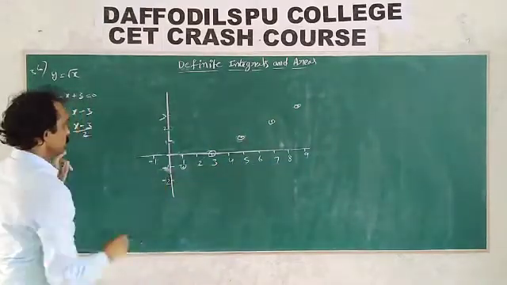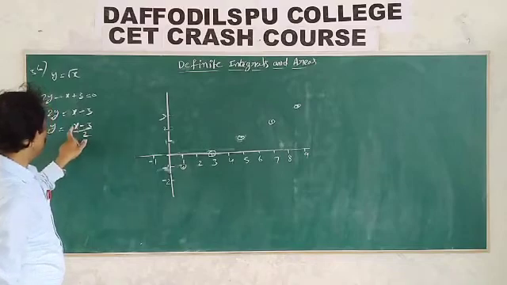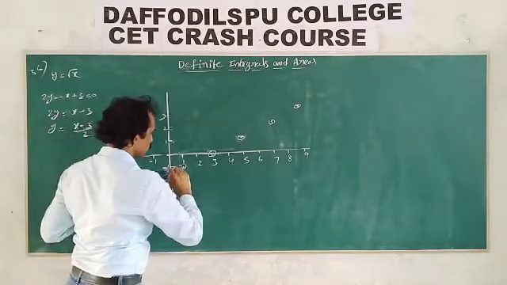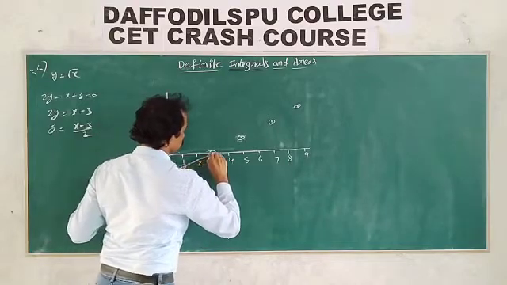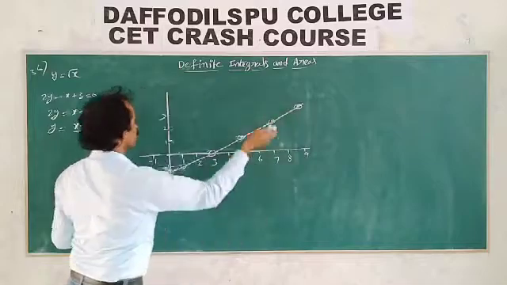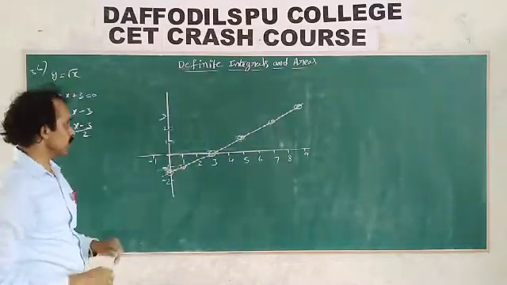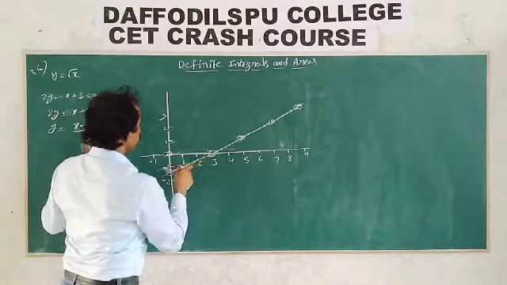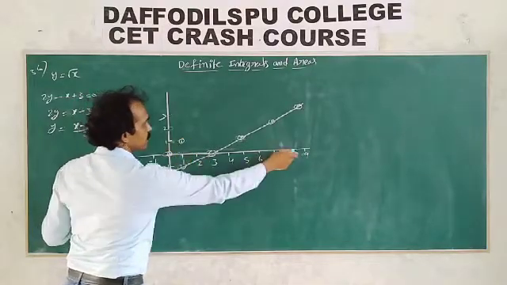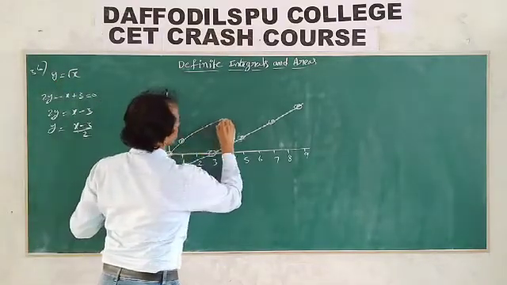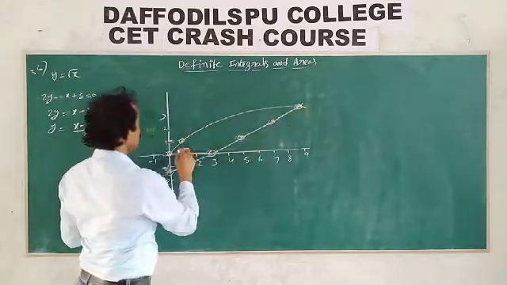So next, at 0, minus 3 by 2. So this is the line. Now, y is equal to root x. Put x is equal to 0, y is 0. At 1, y is 1. And next, 9: root 9, 3. So this is the area.